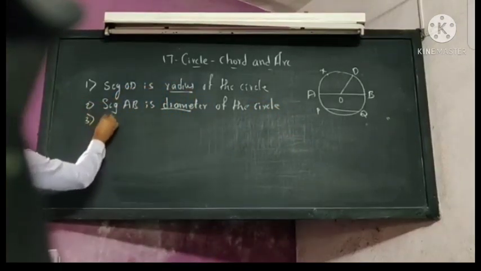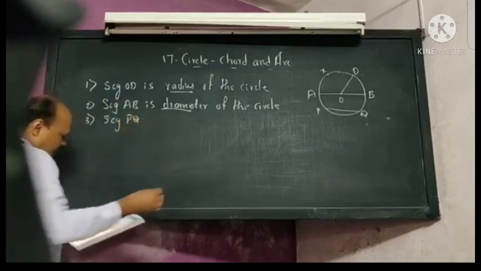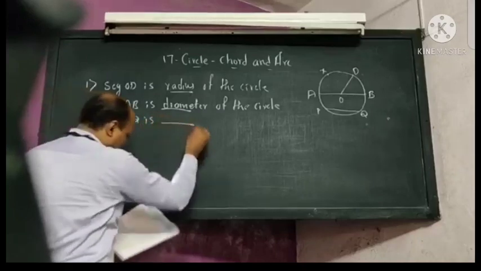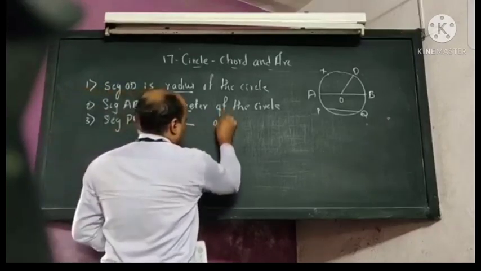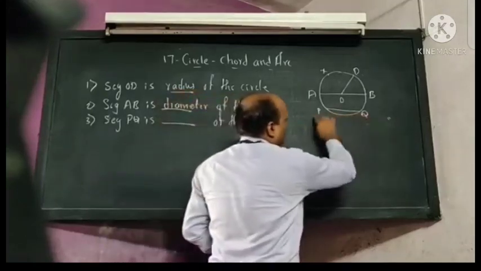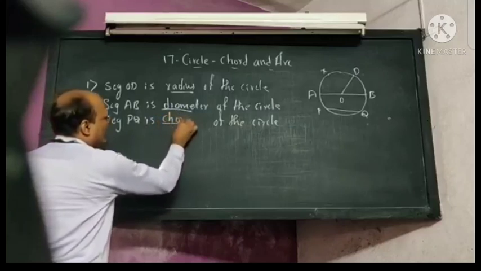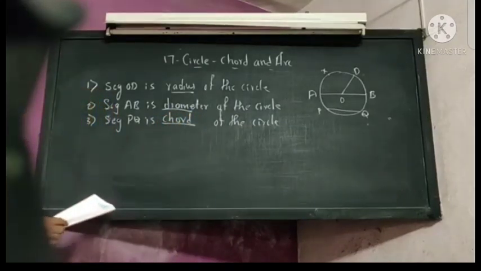Segment PQ is dash of the circle. What is PQ? PQ is called a chord of the circle.